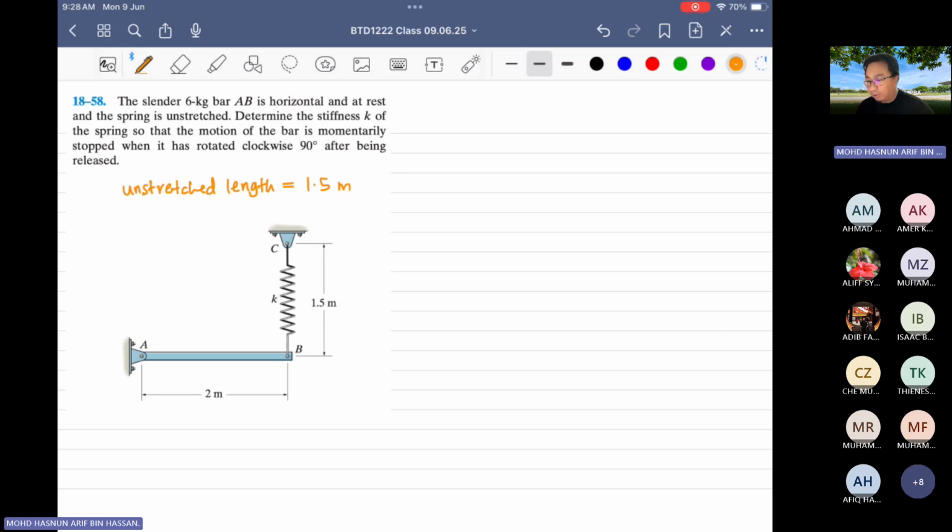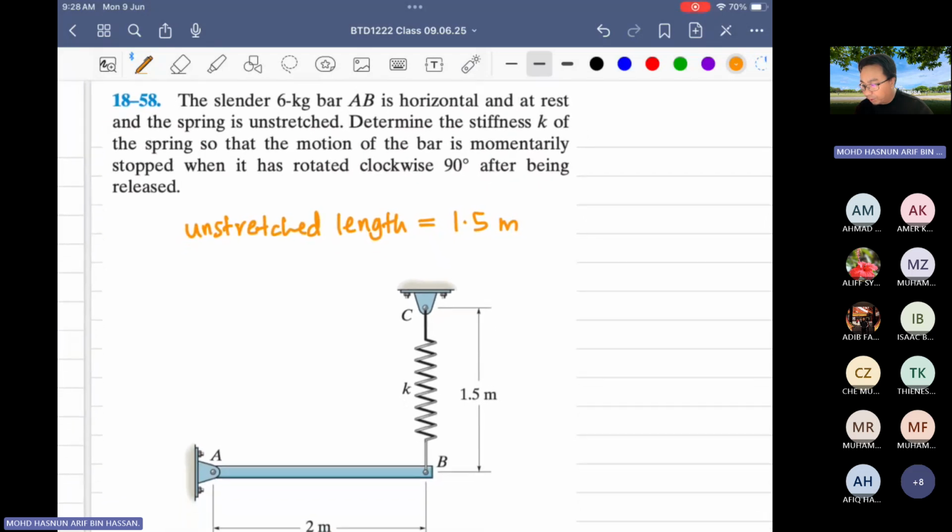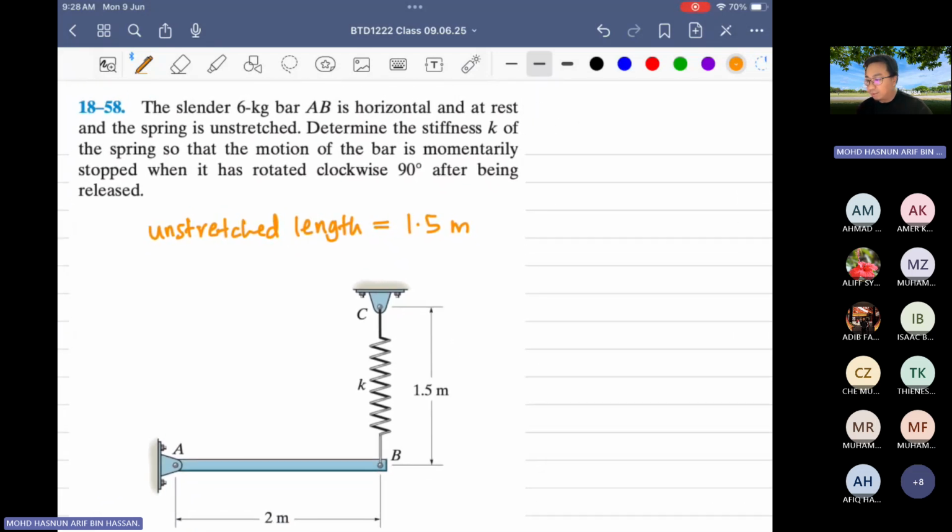Okay, this is important. This one is slightly different because of the question. Determine the stiffness K. They don't give the spring constant K. Before this they gave everything, but now they don't. We need to determine the stiffness K of the spring so that the motion of the bar is momentarily stopped when it has rotated 90 degrees after being released.